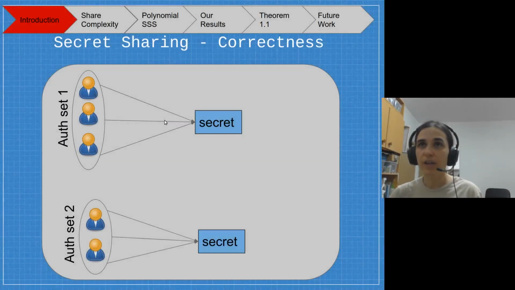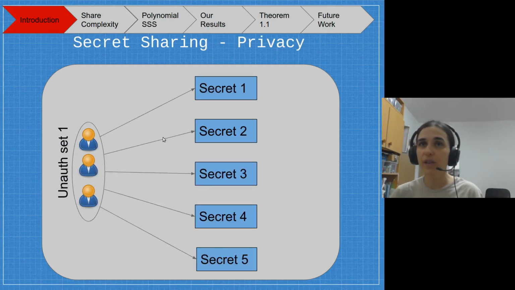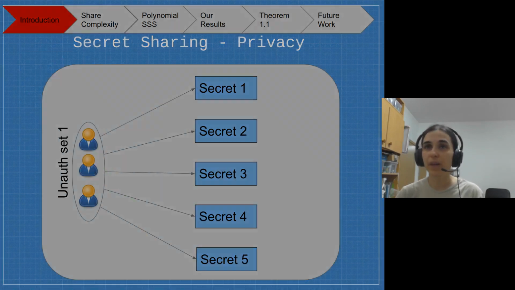To clarify our setting slightly further, we mean that we have perfect correctness, so that so-called authorized sets can recover the secret with probability 1 over the choice of their randomness, while unauthorized sets see exactly the same distribution for any shared secret, so they get no advantage at learning the secret whatsoever from their shares. And I want to stress that we focus on the standard setting of perfect secret sharing with perfect privacy and perfect correctness, as we just defined.